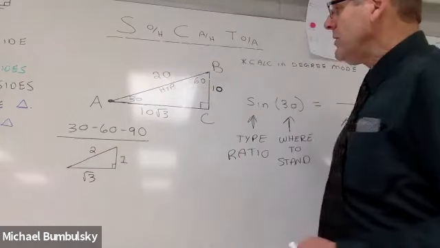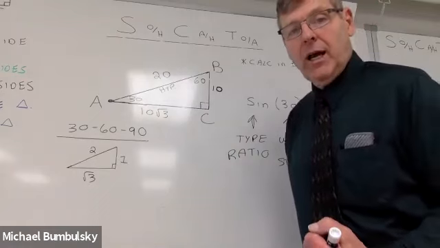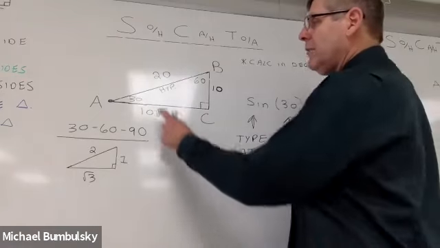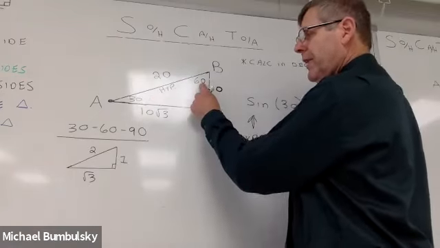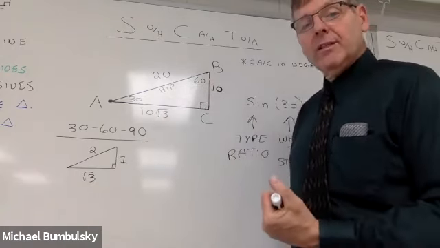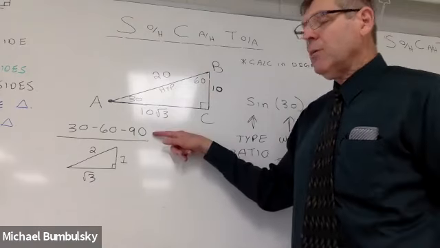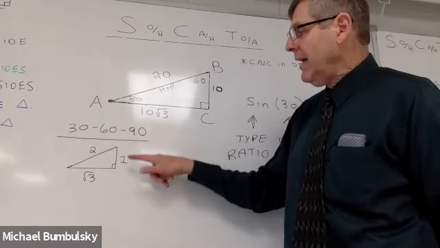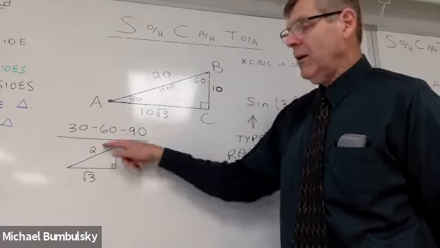So this problem was easy. I have now solved this triangle. Solving the triangle means you find all 3 angles and you find all 3 sides. The only reason I was able to do it, though, is because it was one of these special cases that I already know the ratio of the sides.